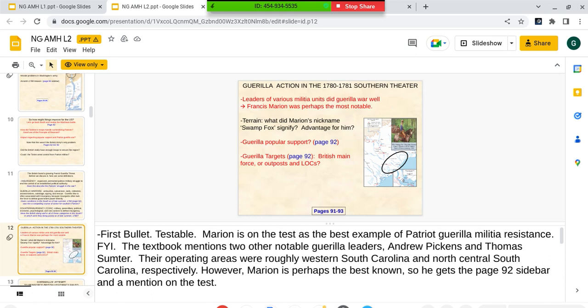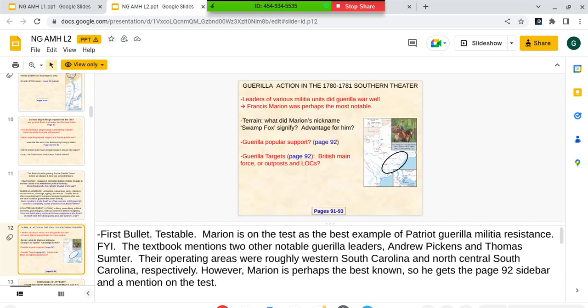What do they mean by guerrilla popular support? Once the British took down the southern colonies, there was a lot of guerrilla tactics used against them for resistance. The guerrilla targets, however, were not the British main force. Guerrilla tactics typically aren't strong enough to go muzzle to muzzle and just fly out in an open field and start shooting redcoats. Instead, they had to be more sneaky, so they went out against outposts and forts.